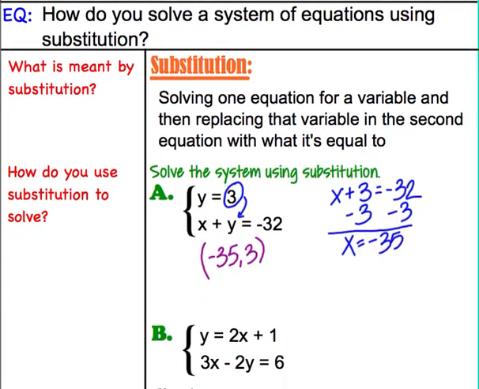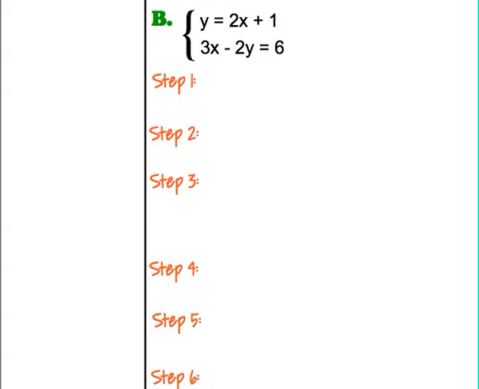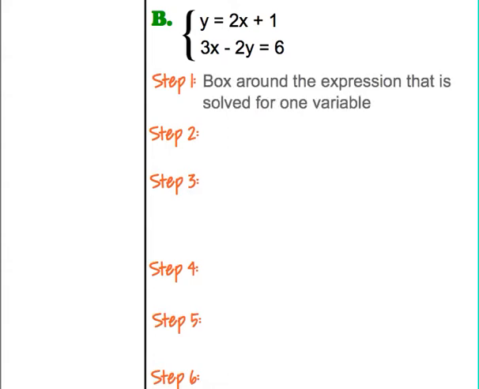Moving on to something a little more challenging and involved, which is the basis for our lesson today. We're going to look at y equals 2x plus 1 and 3x minus 2y equals 6. Step 1 is to draw a box around the expression that is solved for one variable. We see that y is all by itself, and it says y is equal to 2x plus 1. So we're going to box that in because that's going to be really important for us in this problem.